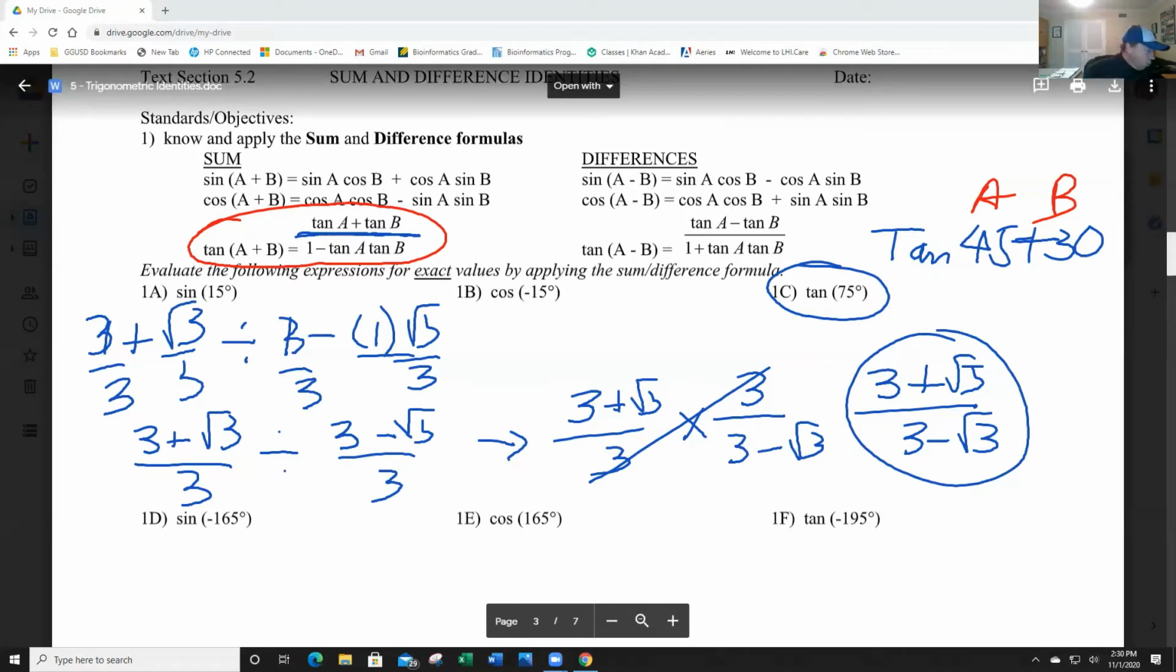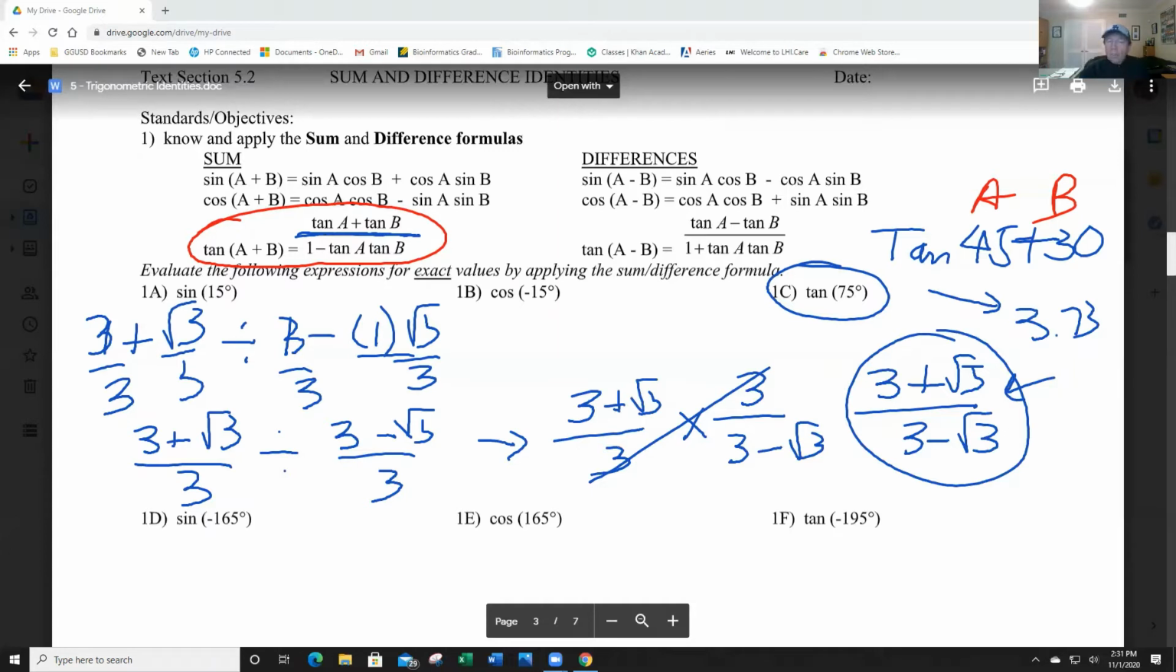And by the way, if you wanted to verify, the answer is around 3.73, just to give you a sense of what the answer would be. If you want to type in the tangent of 75, you'll get that. And then if you want to work this part out on your calculator, you get the same answer. It's a great way to check your answer.